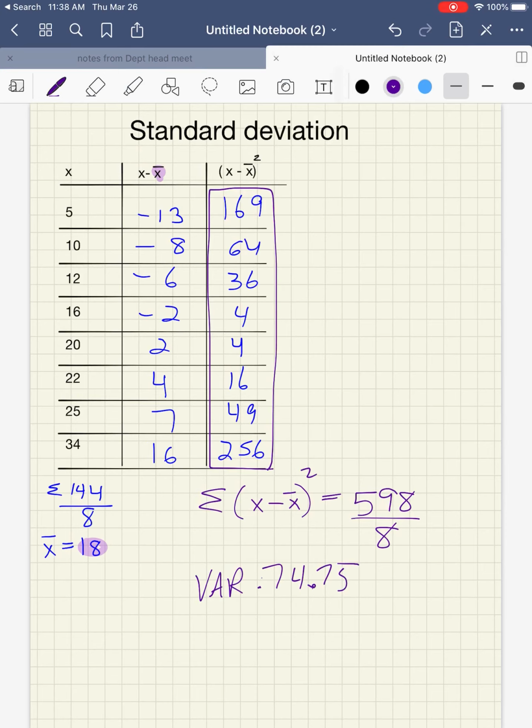And if we take the square root, we get the standard deviation, which is 8.646. Again, this would be population standard deviation. If you wanted the sample standard deviation, then the only difference would be we'd be dividing by 7 here. And that's standard deviation.